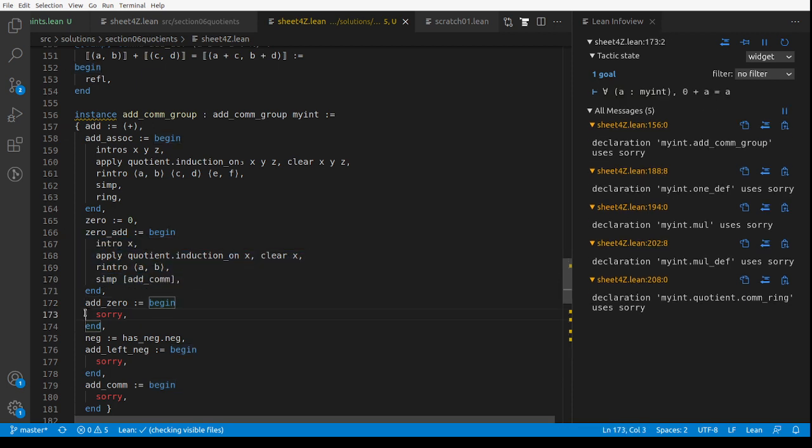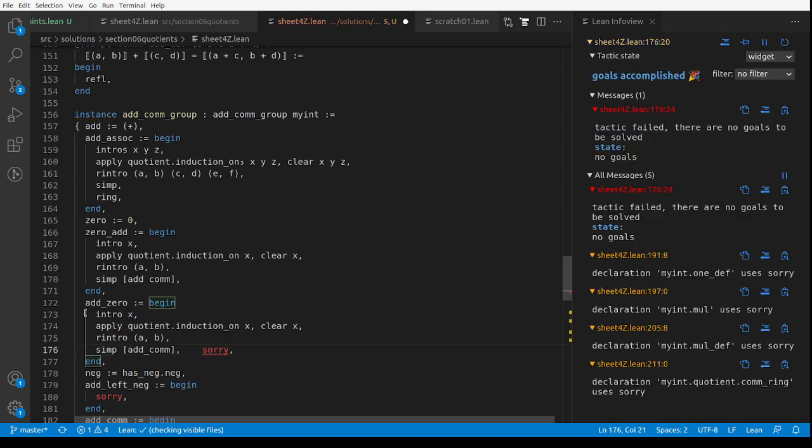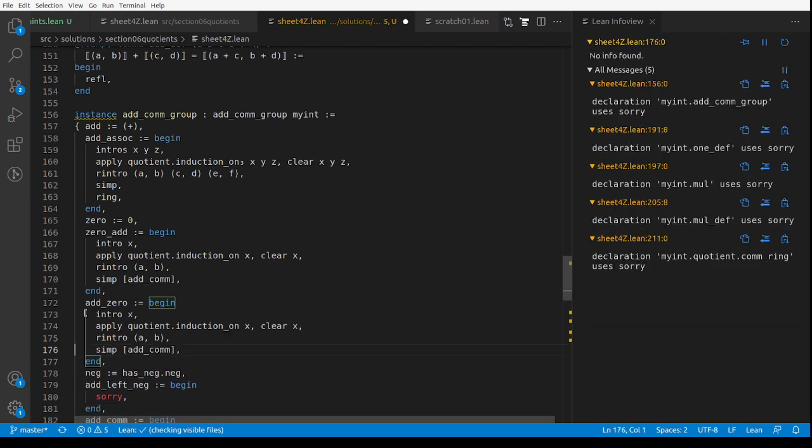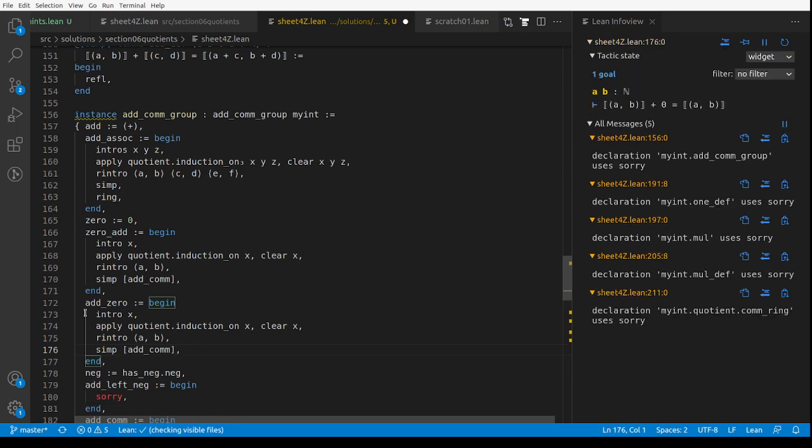Let's see if the same proof works. There you go. It has worked. Did we need the add com? Yes, we do. So there you go. Add 0 and 0 add both boil down, for integers, both boil down to add com for the naturals.